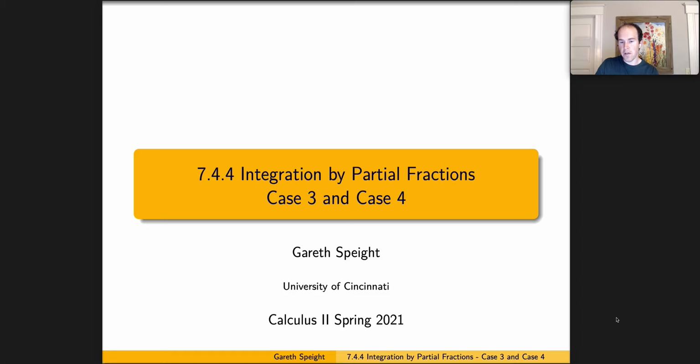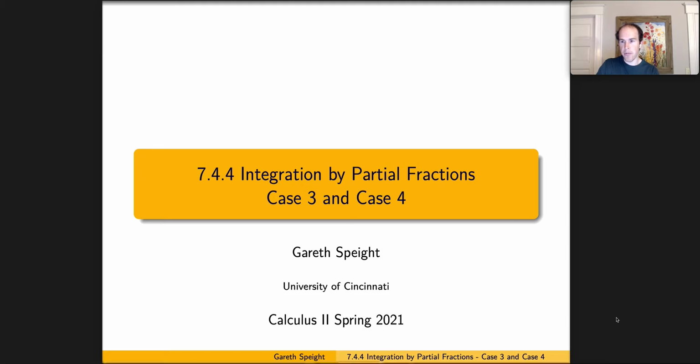But remember, the full factorization can also introduce these irreducible quadratic terms, which look like ax squared plus bx plus c with b squared minus 4ac less than 0. And these are ones that we can't factorize anymore, so we need to understand what to do in those cases. Case 3 is going to be when we have terms that are irreducible quadratic that are not repeated. And then case 4 is going to be terms that are irreducible quadratic and are repeated.